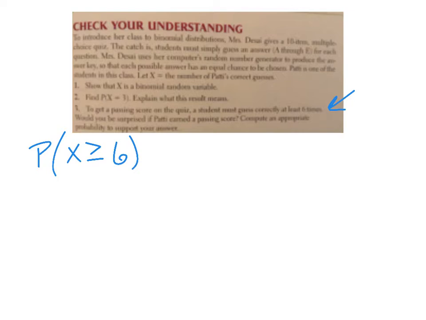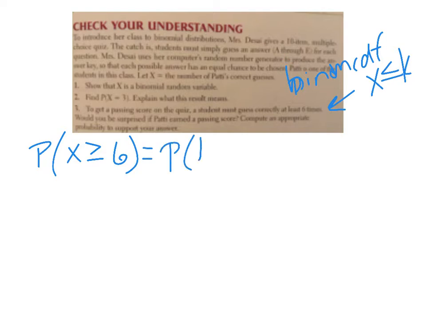Well, remember, we're doing this in our calculator. We use that binomial CDF function. It gives us the probability that x is less than or equal to however many successes we're looking at. So my probability of getting greater than or equal to 6 is going to be the same as my probability of 1 minus x is less than or equal to 5. Okay, so I can plug that into my calculator now.